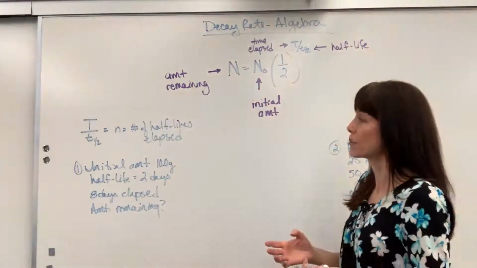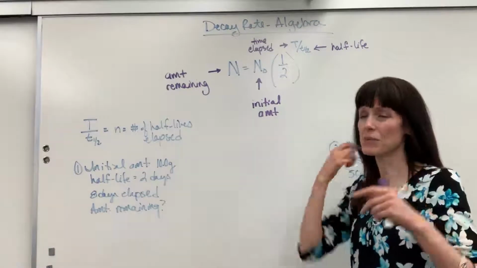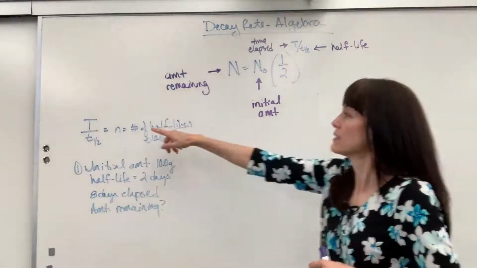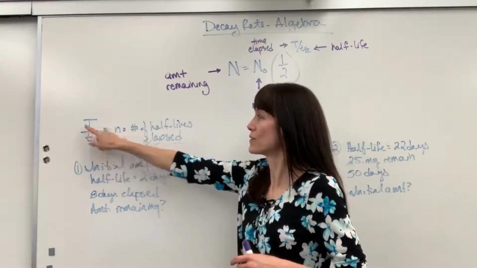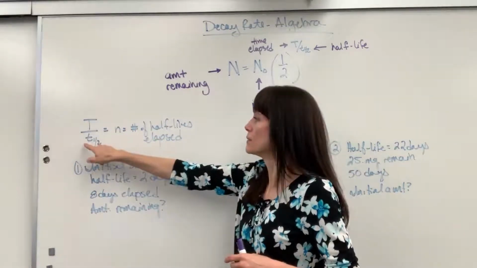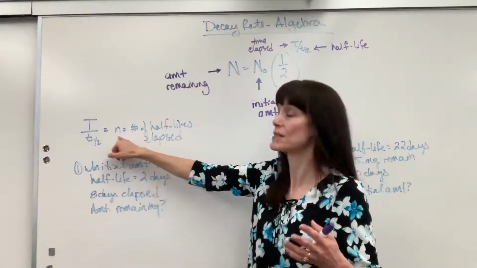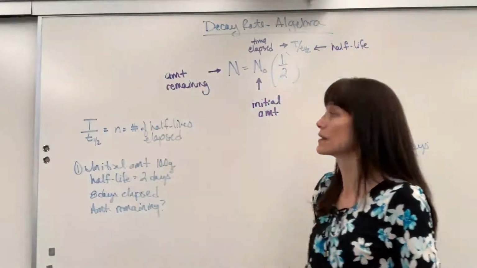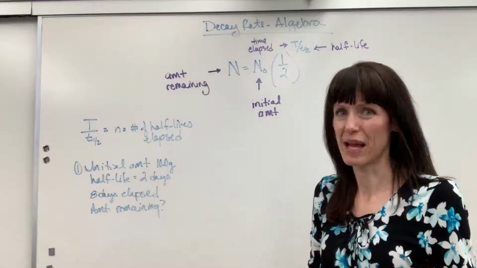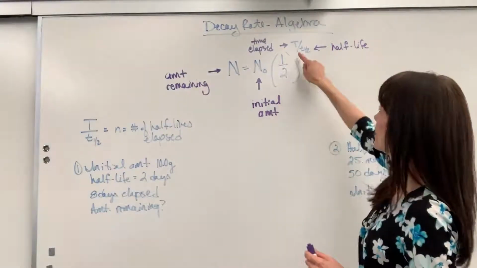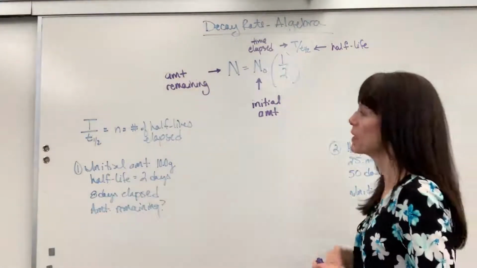So I have a couple of examples here. I want you to keep this in mind as we do them. The T over T sub 1/2, so the time elapsed divided by the half-life, that could also be calculated or symbolized by the letter n, and that's simply the number of half-lives that have elapsed, and I'll show you that as well. I could have actually just put n right there.